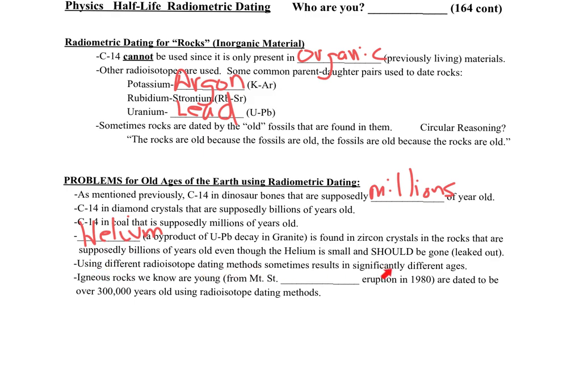So using different methods, sometimes they come up with significantly different ages for the rocks. Igneous rocks, volcanic rocks, that is, that we know are young, like, say, from Mount St. Helens, which erupted in 1980. Those rocks were deposited, that lava was deposited there from inside the volcano, came outside, and then they dated this rock, and they're dating it with various ages, and some of them are like 300,000 years old. Well, that rock was just put there. So you've got to do some mental gymnastics to make that all fit.